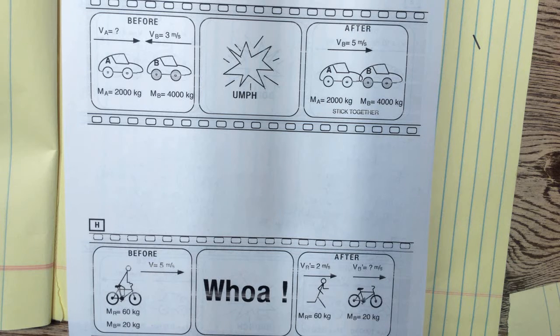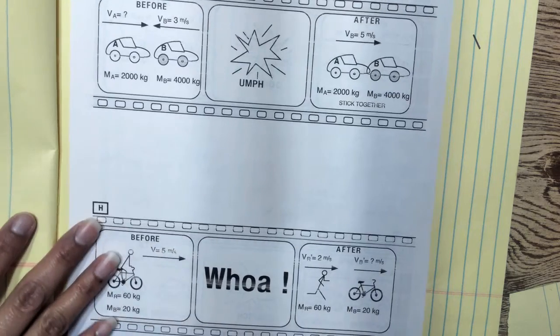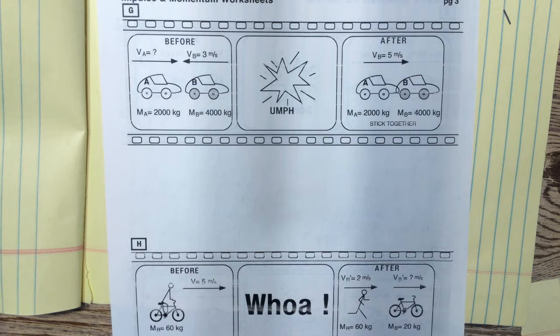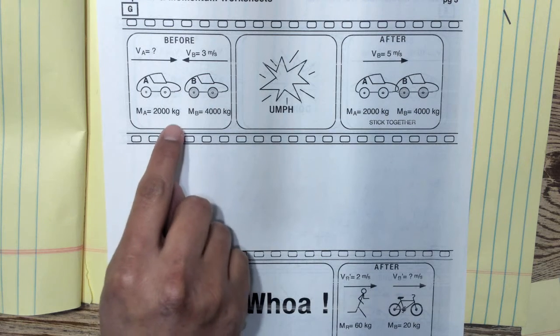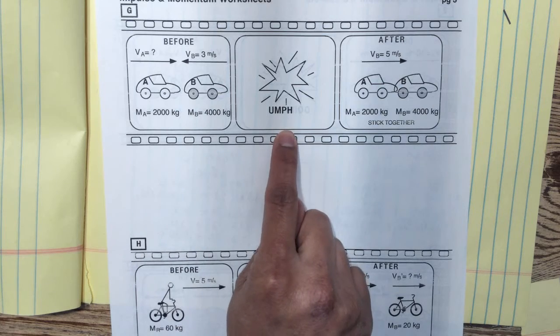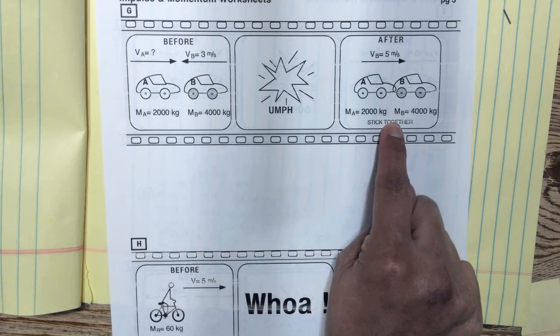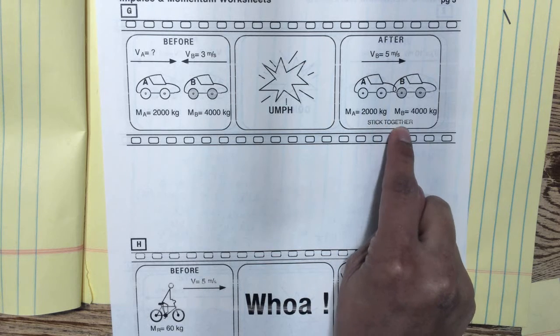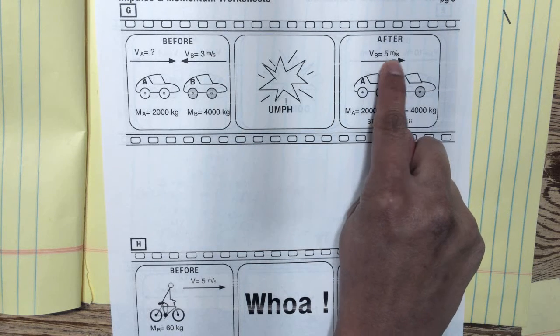Okay, guys, so for the next couple that we have, it's for collisions where the objects stick together. So here you have that one collision where they're going towards each other, they collide, and then once they collide, they stick together. And so they move off as one object. You see that when they stick together, they have a combined velocity of 5 meters per second.